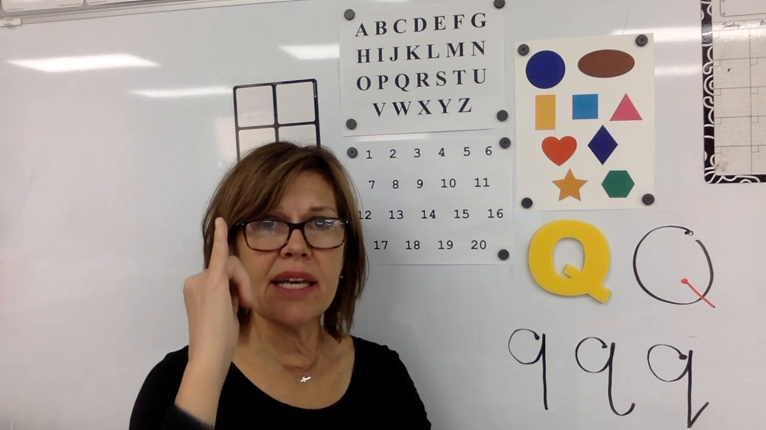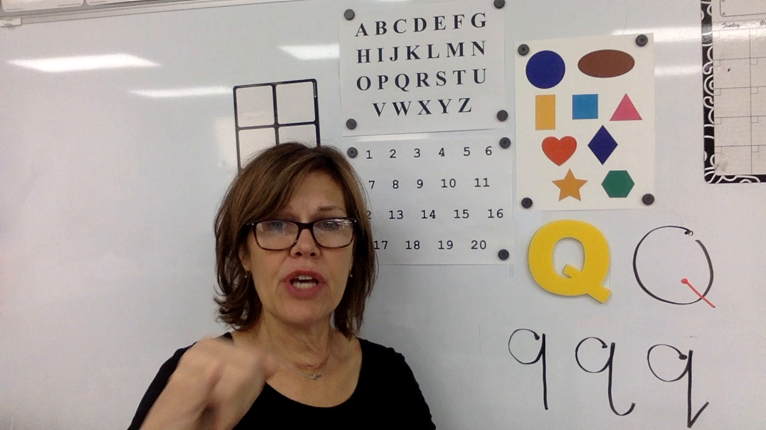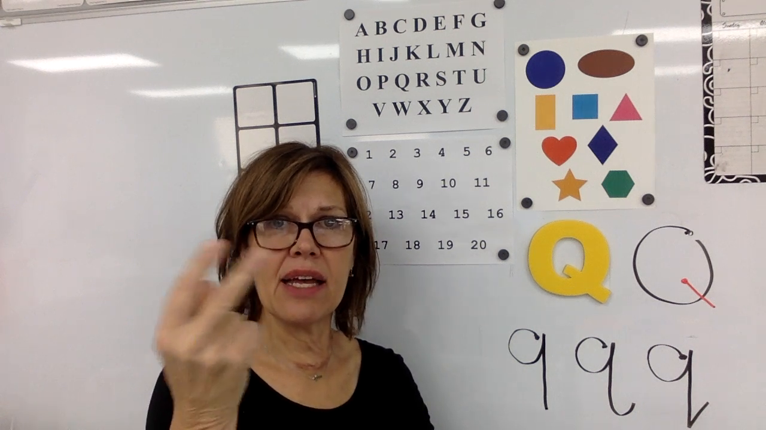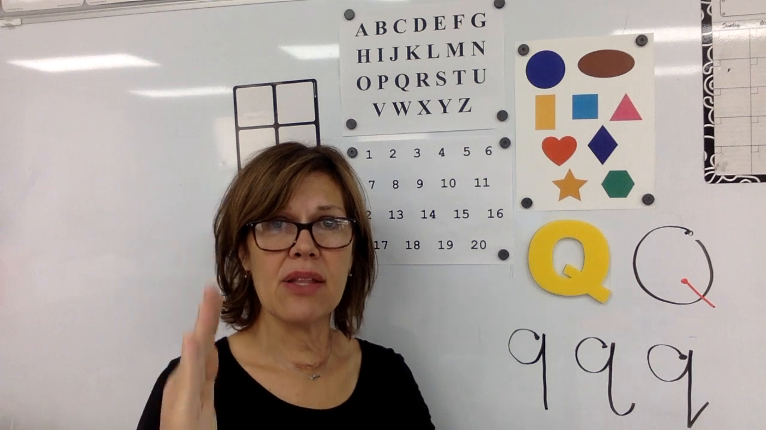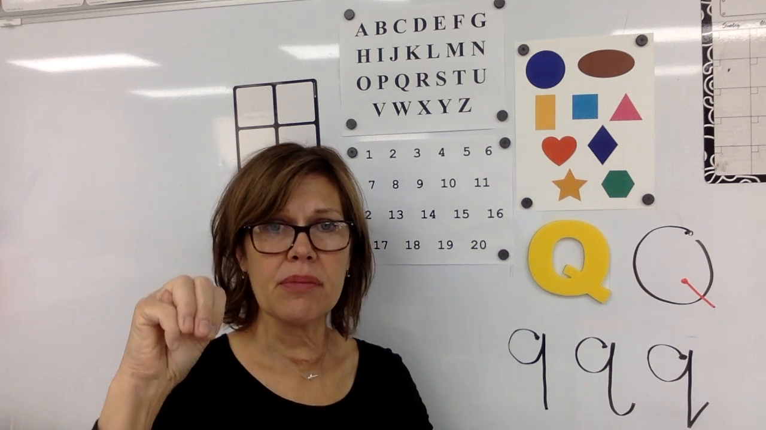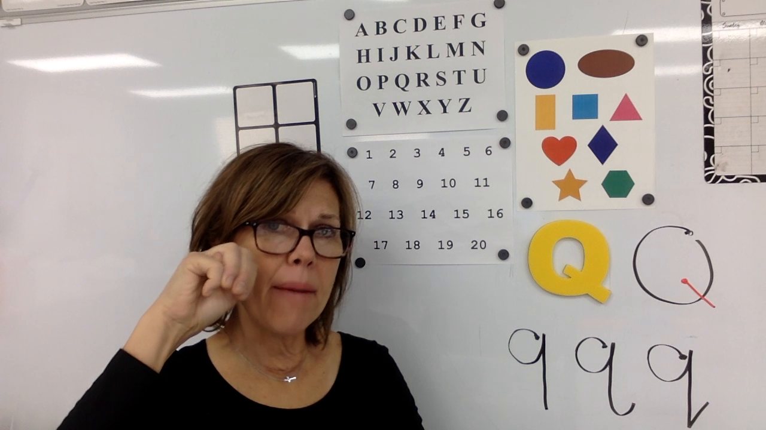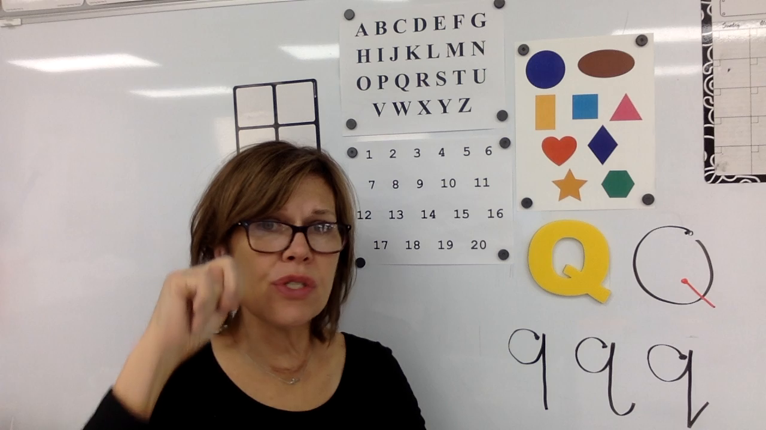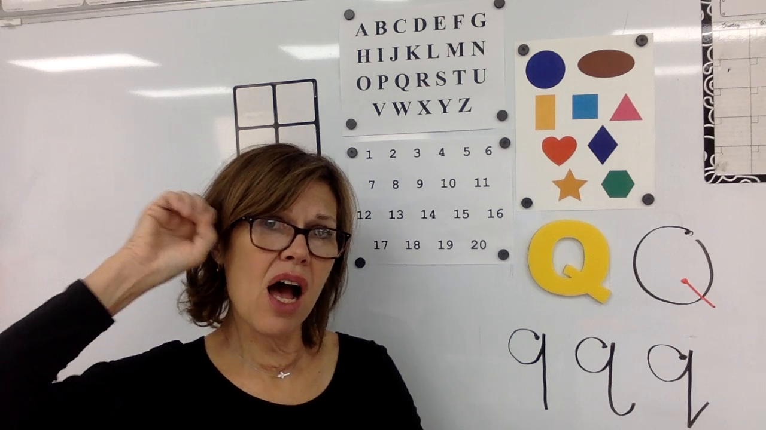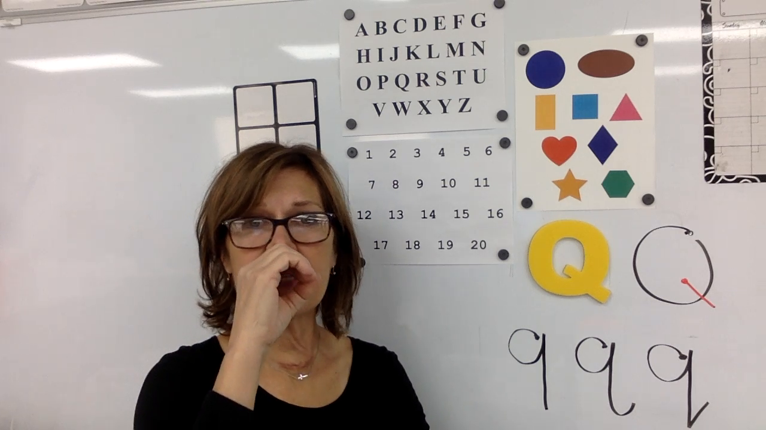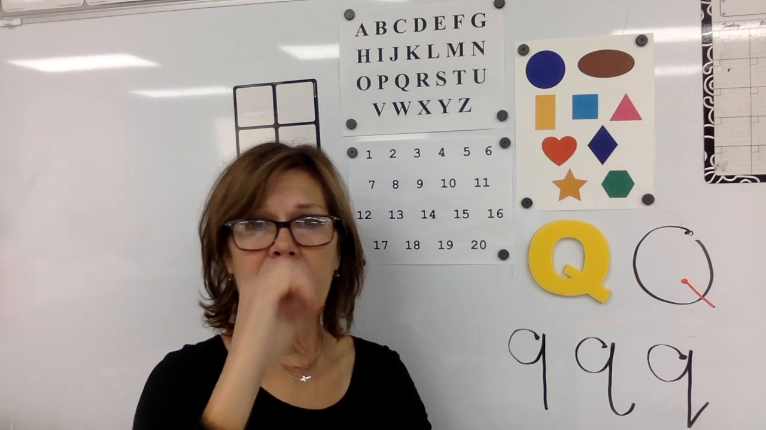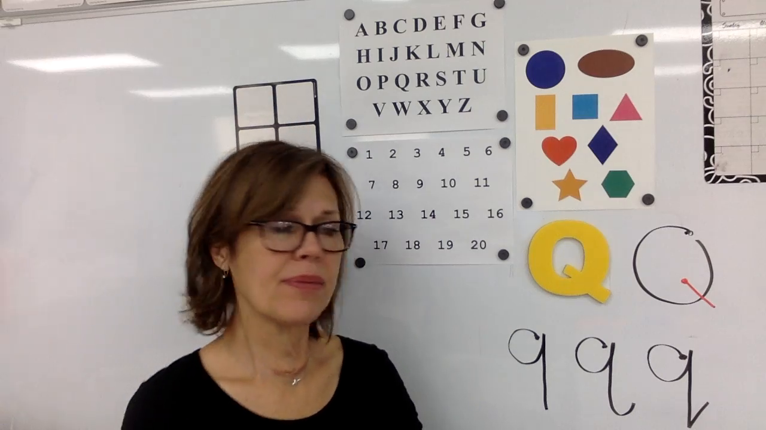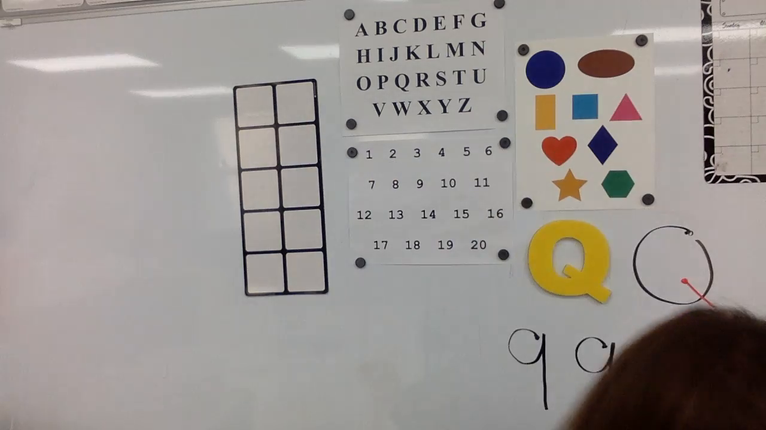I says inchworm. J says jungle. K says kangaroo. L says lion. M says monkey. N says nurse. O says octopus. P says pig. And Q says queen. Let's move right on to reciting the alphabet.